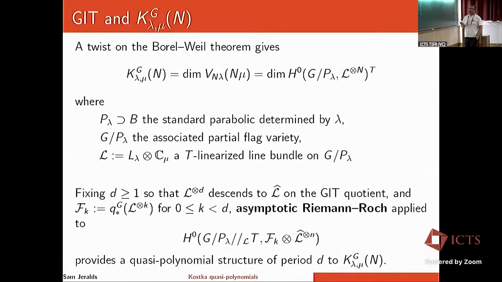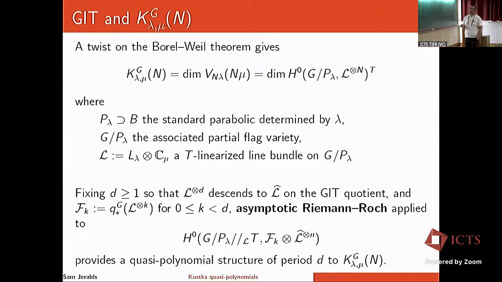Right. So how do we make this machinery work for our case? So a twist on Borel-Weil tells us that actually I can compute these stretch Kostka quasi-polynomials as the dimensions of some global sections on a flag variety of some line bundle where I'm now taking T invariants. So what is this setup? Well, I want to take the standard parabolic, which is determined by lambda, and then I take the usual line bundle L lambda, which gives us the highest weight representation, or its dual, depending on how you set things up.